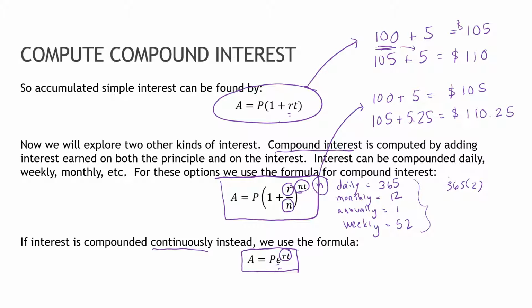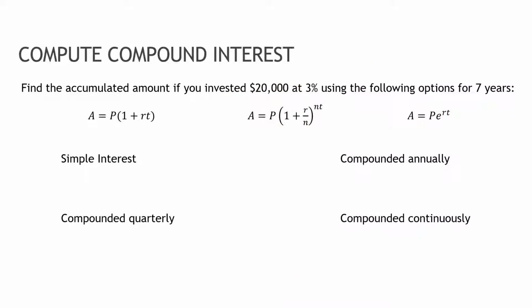So let's look at how this is going to look in an example. If you'll notice, I've written all of our equations out for us so we can do this without having to scroll back through our notes to find our formulas. So this again was simple. This is compounded. This is compounded continuously. So those are the three that we're going to use.